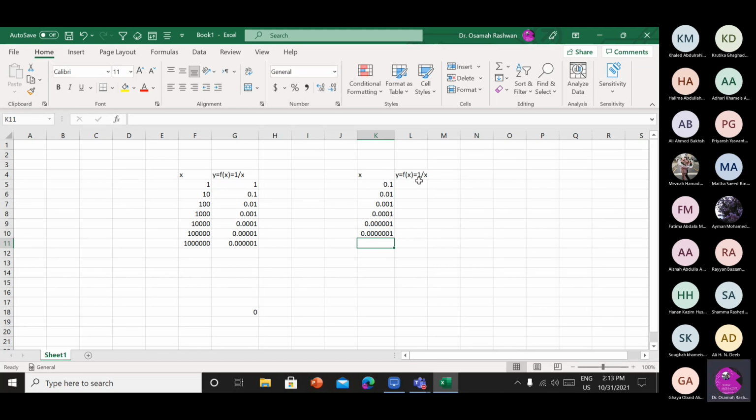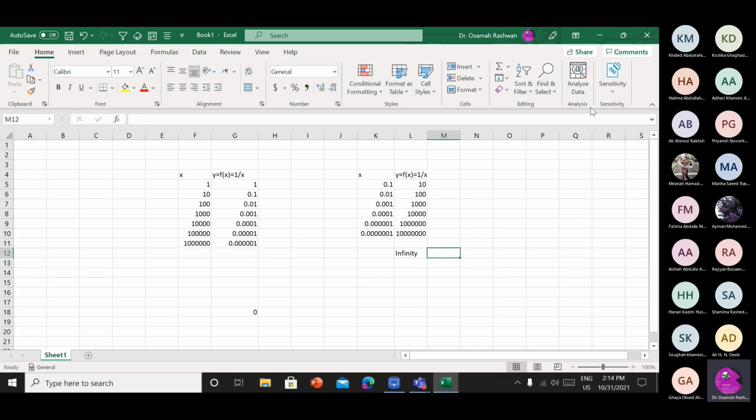Now, if I would like to calculate the value of the function 1 over x at these values, I press equal, and then 1 over x, and press on this value, and press enter. I will have this one. For the rest, you just drag the bold corner. The value is going to be increasing, and if I go further, it becomes a very huge number, right? This is what they call infinity.